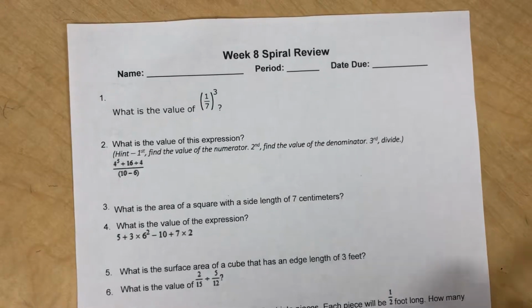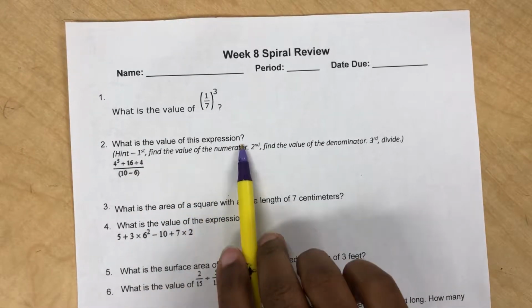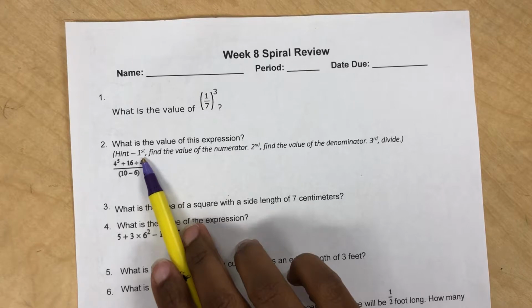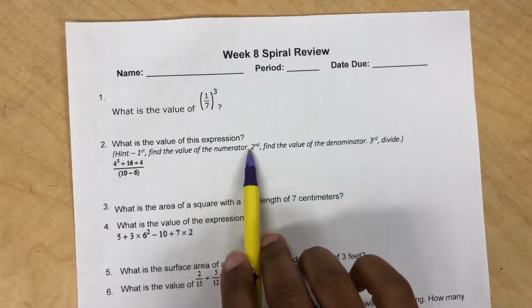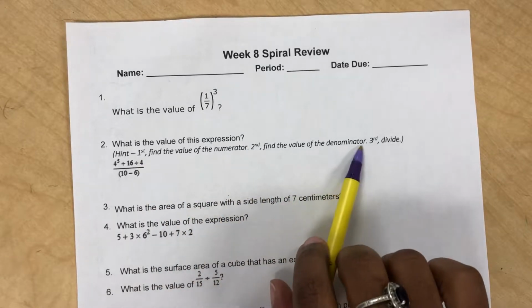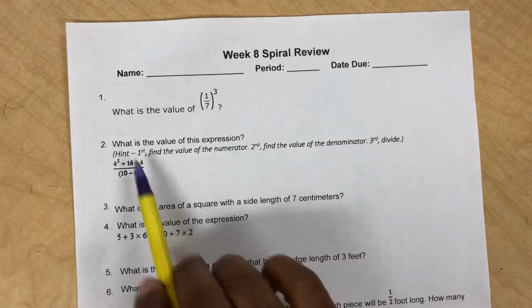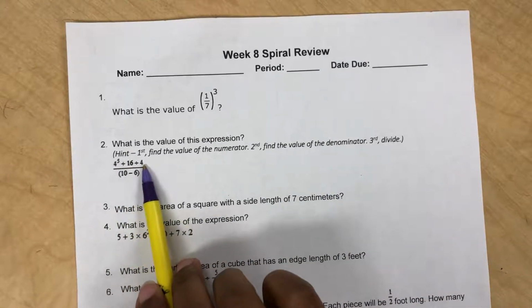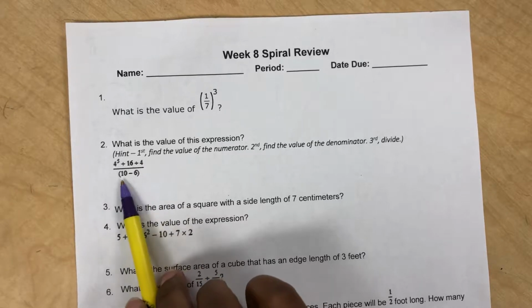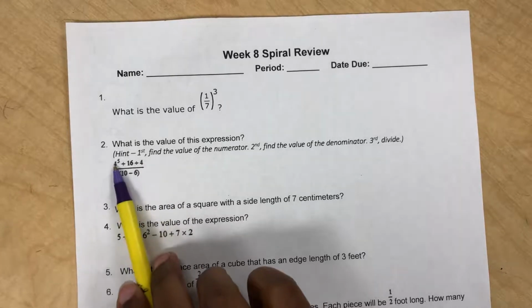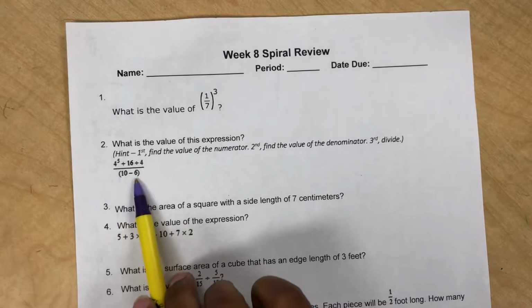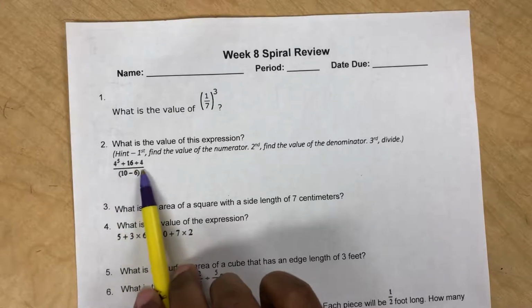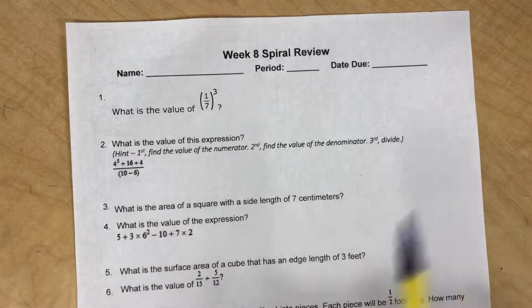All right, my next question is, what is the value of this expression? Hint. First, find the value of the numerator, then second, find the value of the denominator, and then third, divide. So I have a numerator with 4 to the 5th plus 16 divided by 4, and then a denominator of 10 minus 6. I'm going to solve the numerator, then solve the denominator, and then this fraction bar also means division, so then I'm going to divide it.